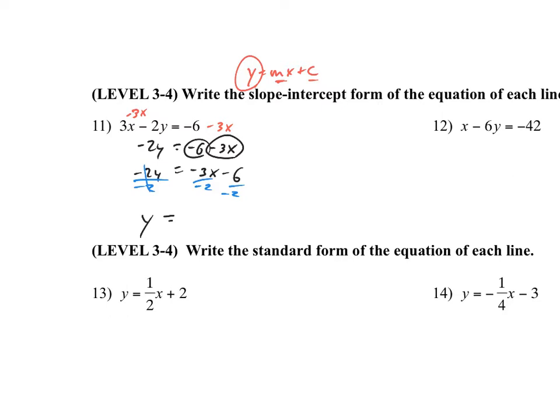Here you have negative 3 divided by negative 2, and that is just positive 3/2 x, minus a negative will be a plus, and this part's 3, right? 6 divided by 2, 3. Great.